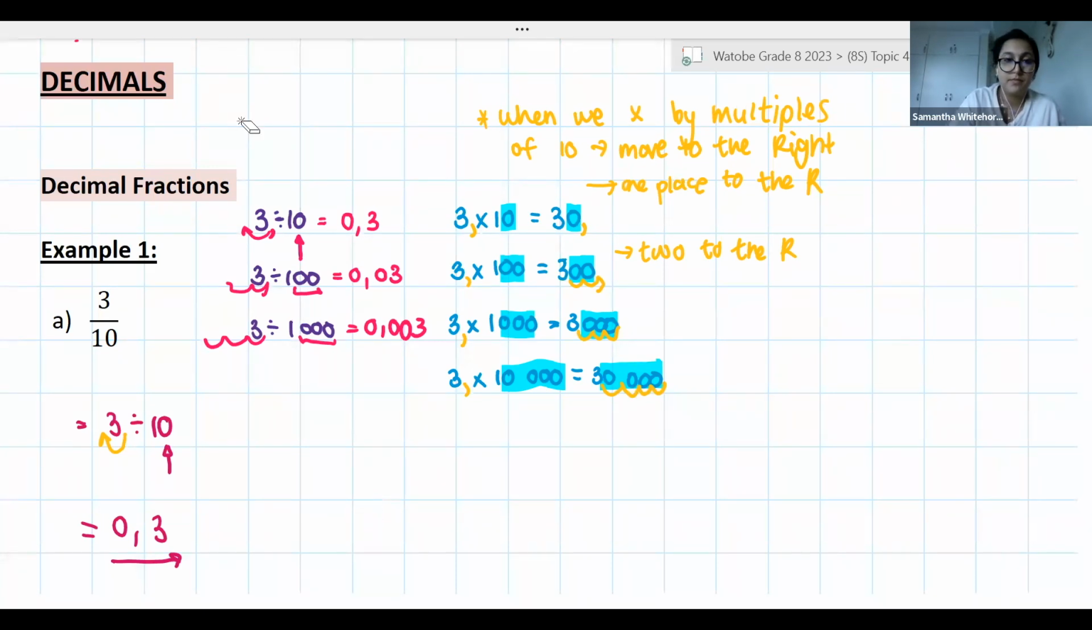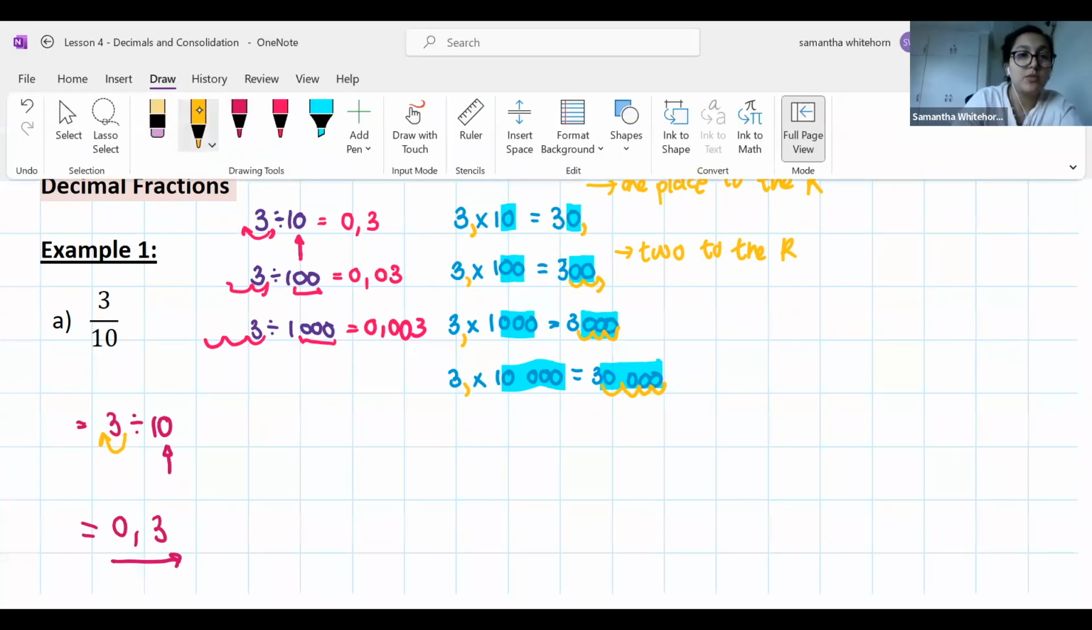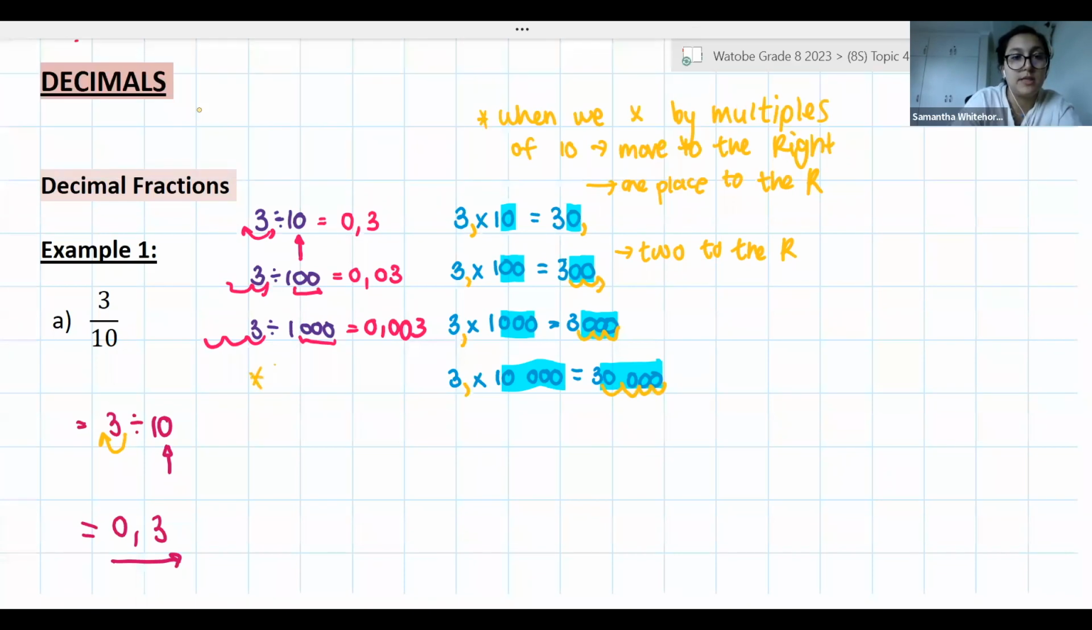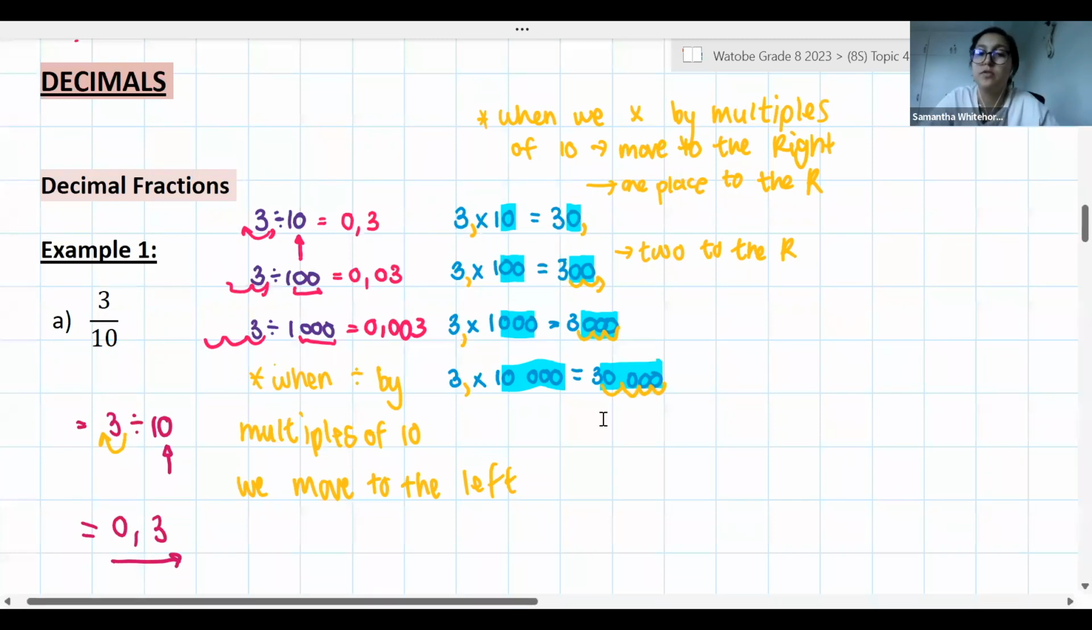That's it. Right, so I'm going to wait here in case you want to take a screenshot. You might want to give me 2 seconds so that I can put a little note here that says when we divide by multiples of 10, we move to the left. Right, there you go. So if you want to take a screenshot of all of those notes, it's now there for you. And then we're going to have a look at some more examples.